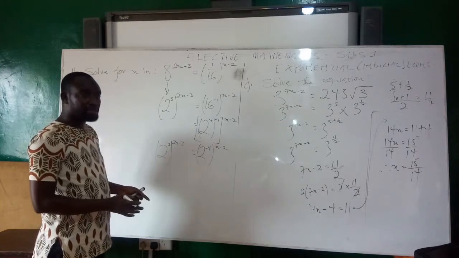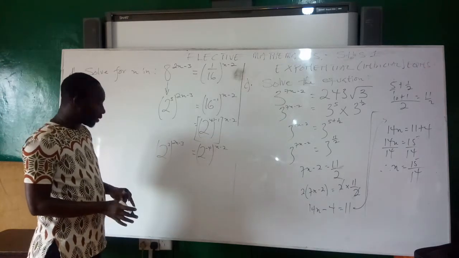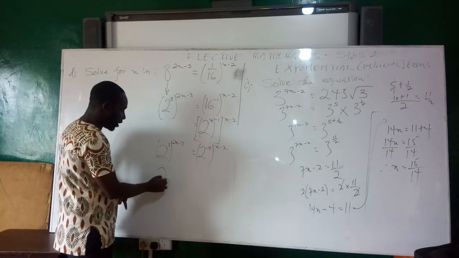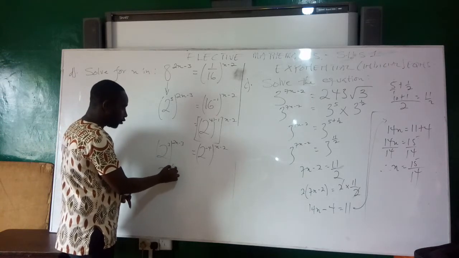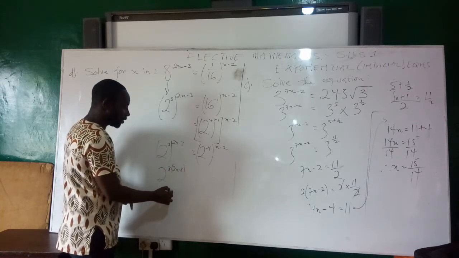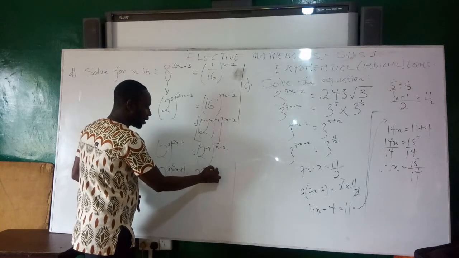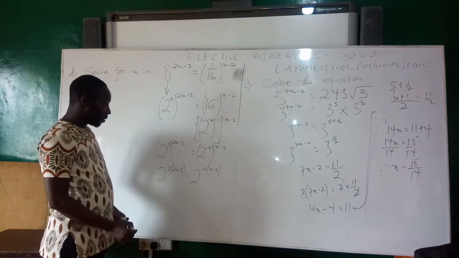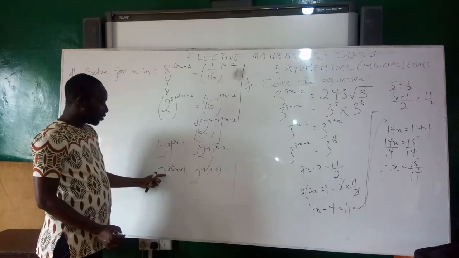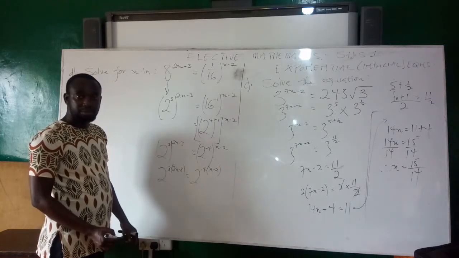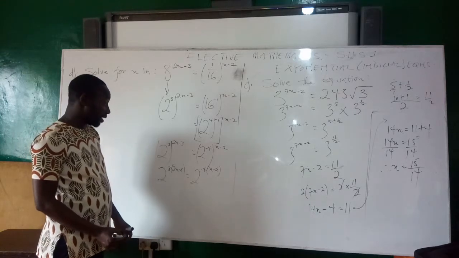So a number in index form raised to another exponent, the exponents are multiplied. So we write this as 2 exponent 3(2x minus 3) equals 2 exponent negative 4(x minus 2). So the bases are still the same, so we can simply equate the exponents.